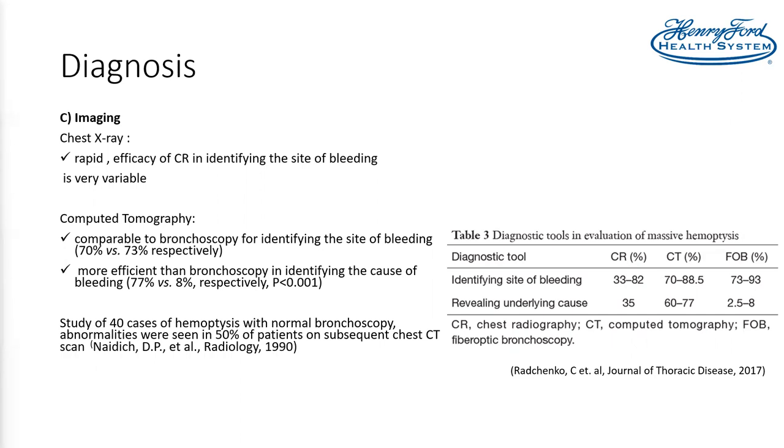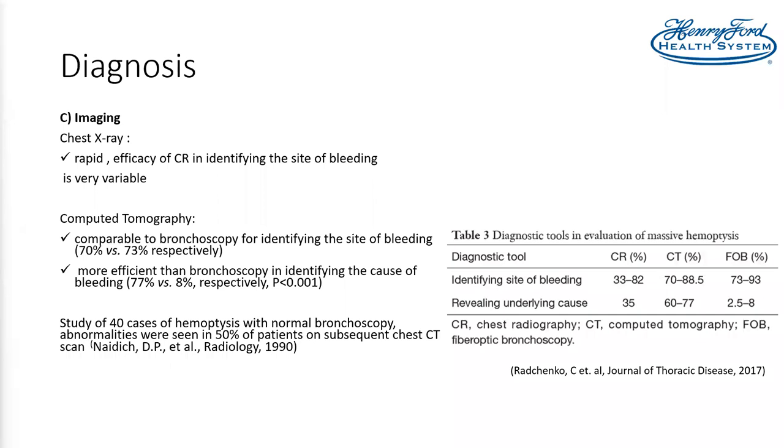CT on the other side is as good as FOB, fibro-optic bronchoscopy, in identifying the site of bleeding. And you can see it's between 70 and 88.5%. And it's even more efficient than bronchoscopy in identifying the cause of the bleeding. CT can identify the cause of bleeding in 60 to 77% of the time versus the bronchoscopy in only 2.5 to 8% of the time.